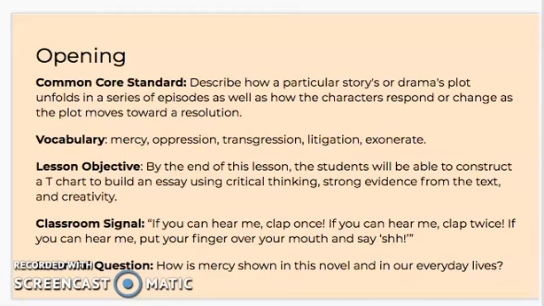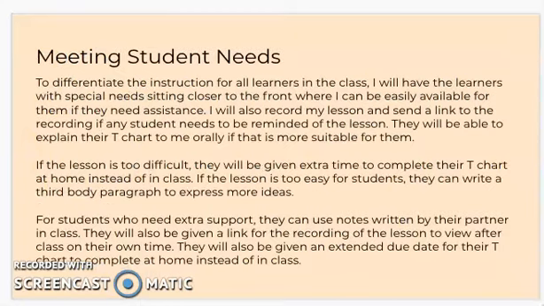The classroom signal will be, if you can hear me, clap once. If you can hear me, clap twice. If you can hear me, put your finger over your mouth and say, shh. The essential question is, how is mercy shown in this novel and in our everyday lives?